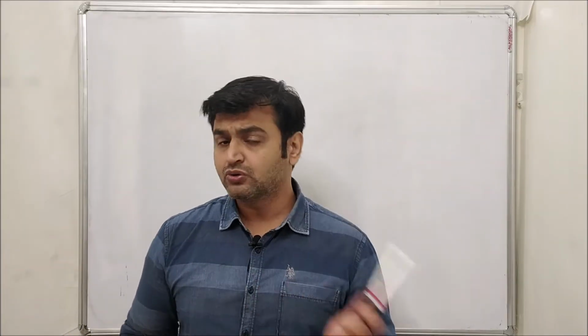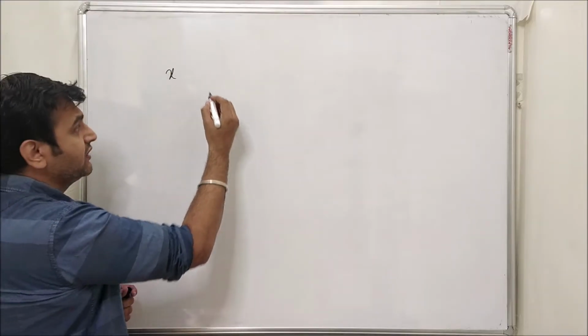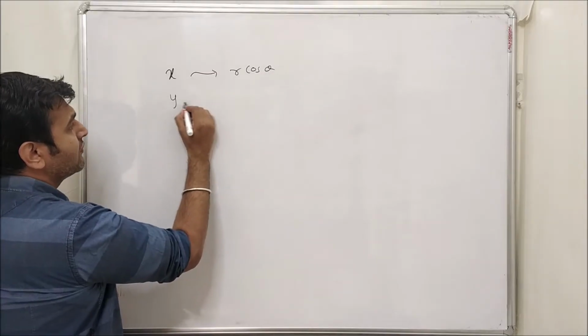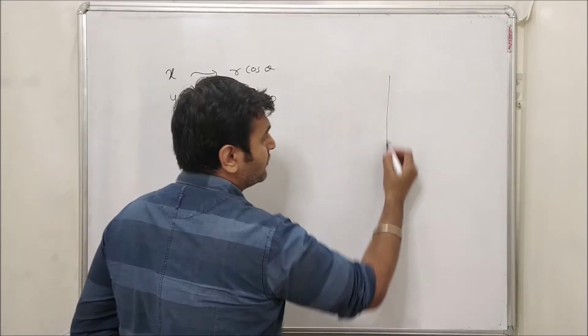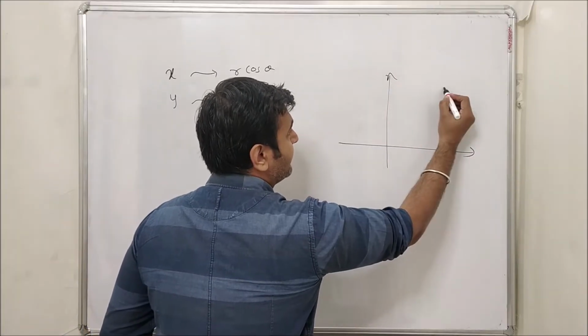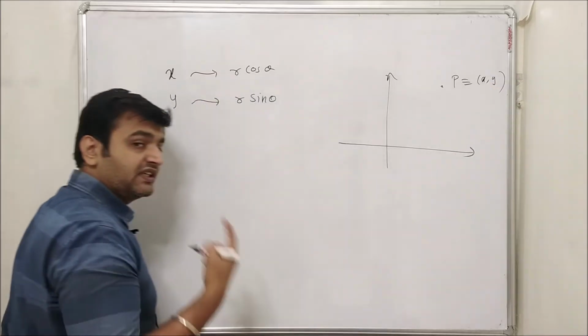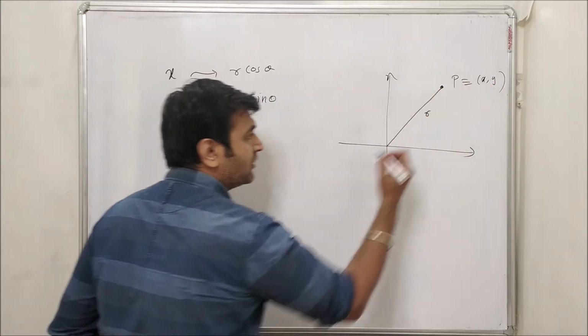Now, how to do this transition? Whenever you have x in the expression, you replace x by r cos theta, and you replace y by r sin theta. What is r? If this is my xy plane and this point P is x comma y, r is the distance from the origin. This distance we call r.